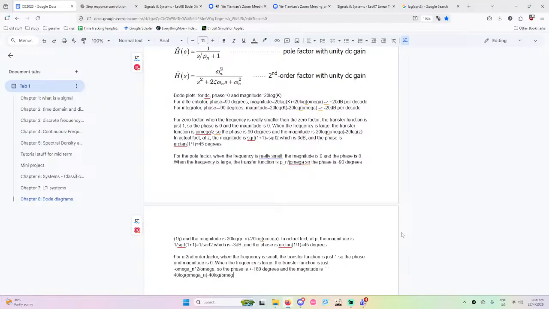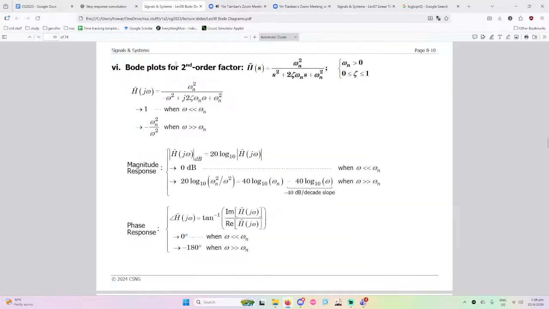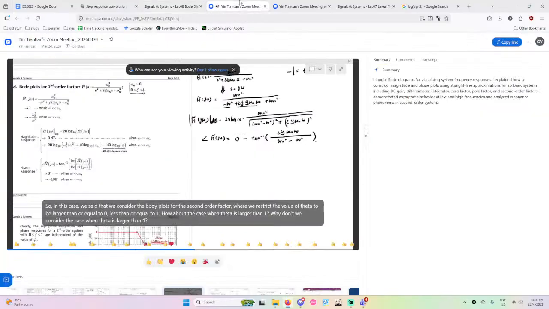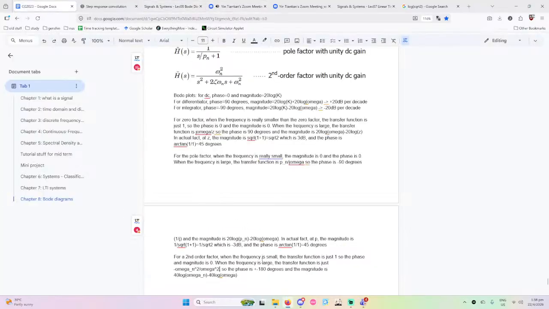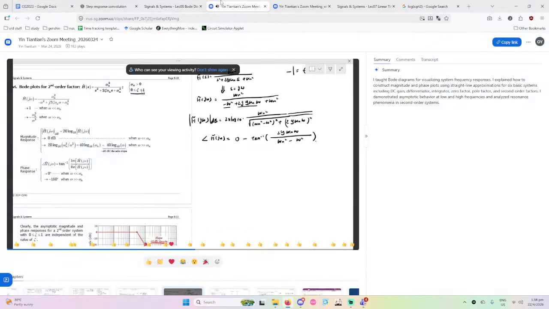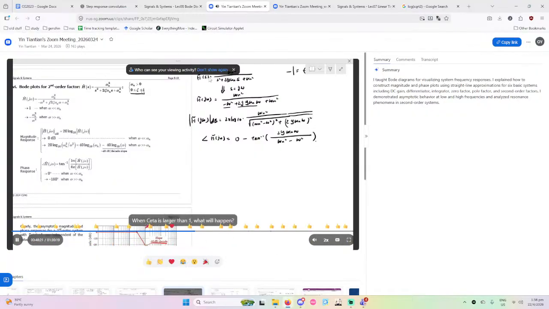Now I have a question here for you. In this case, we said that we consider the Bode plots for the second order factor where we restrict the value of theta to be larger than or equal to 0, and less than or equal to 1. How about the case when theta is larger than 1? Why don't we consider the case when theta is larger than 1? When theta is larger than 1, what will happen?